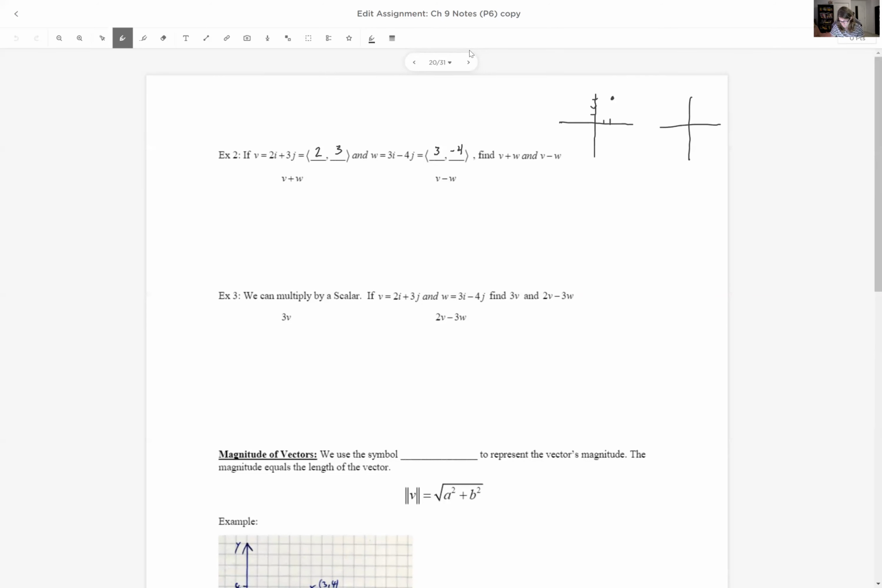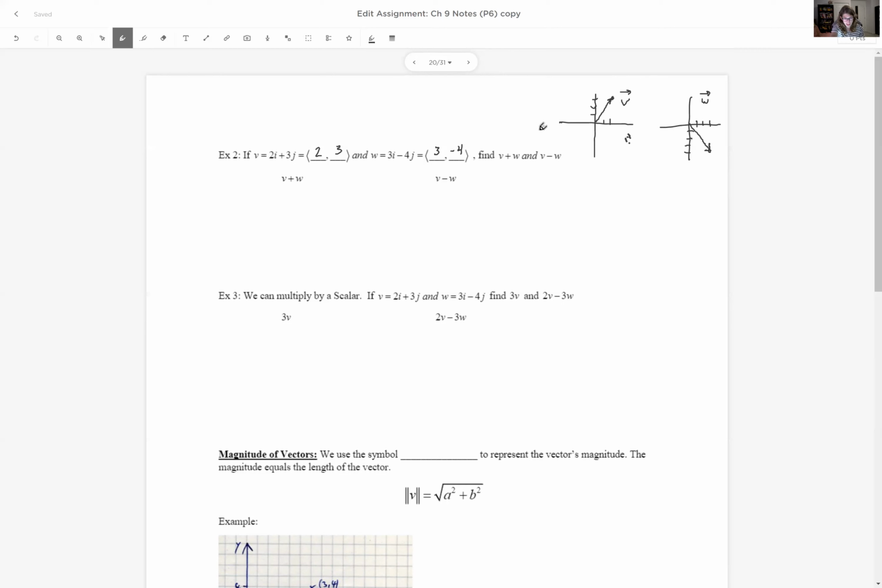That would be our ending point for our vector. There would be the vector v. The vector w, 3i minus 4j, that's 3 to the right, 4 down. So that's what we're thinking of right now. If we were to add them, we would take our vector w, attach it to the end of v, and it's going to take us down here somewhere.